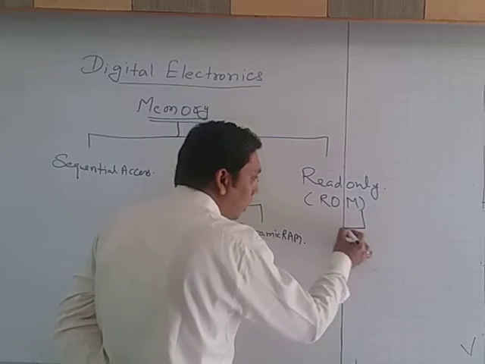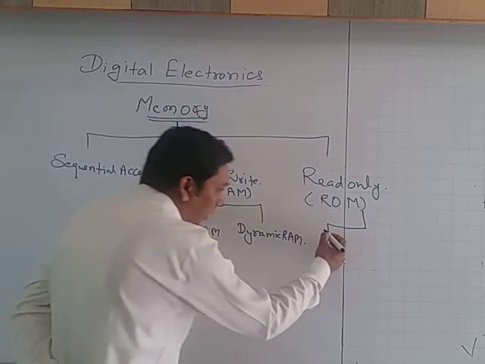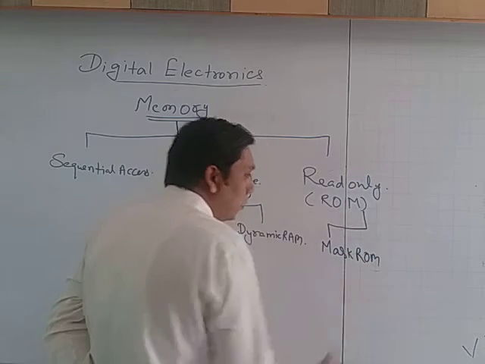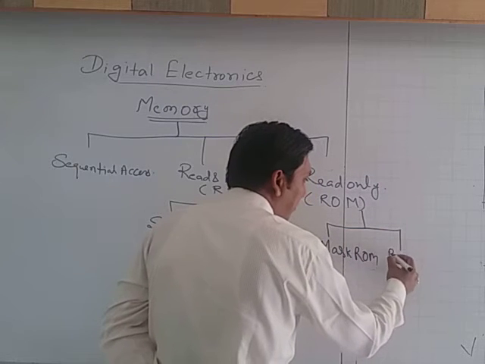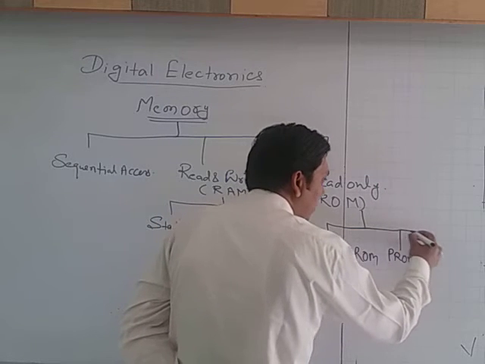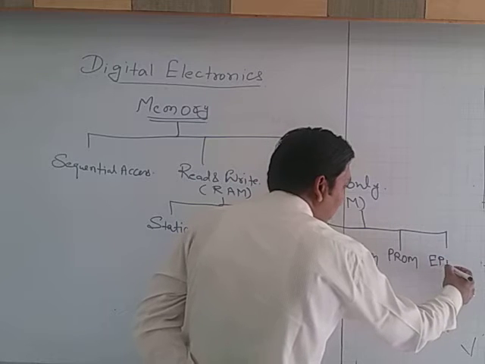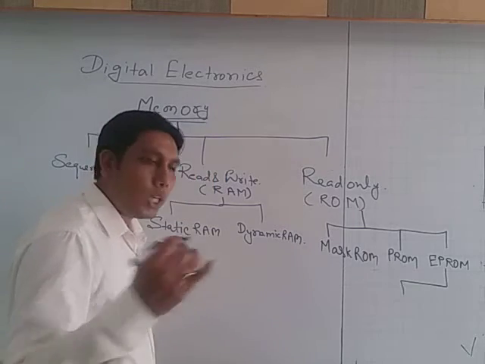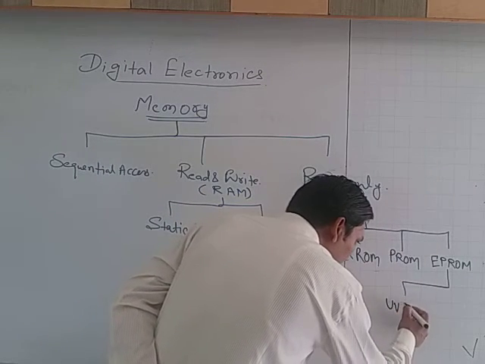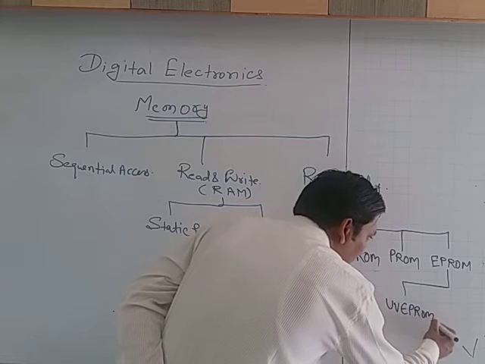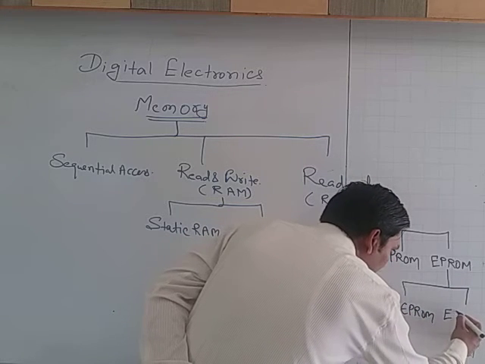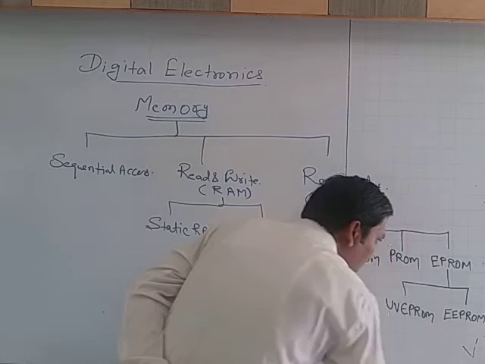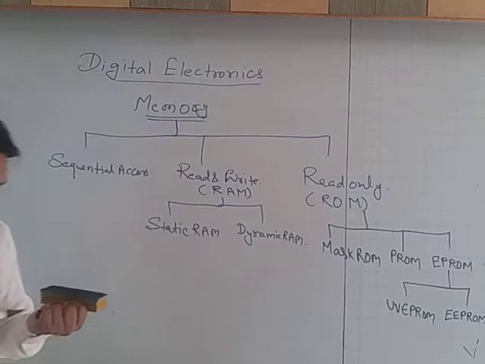ROM is also divided into different types. The first one is mask ROM, the second one is PROM, and the third one is EPROM. We can also divide EPROM into two types. The first one is UV EPROM and the second one is EEPROM. Now we will discuss all these one by one.